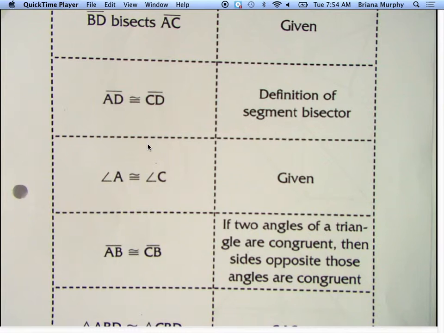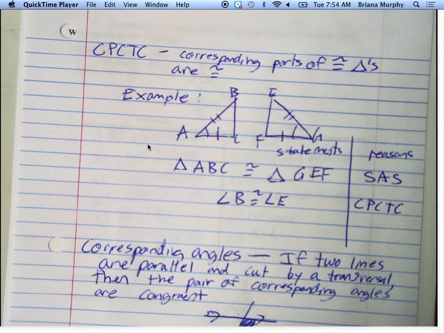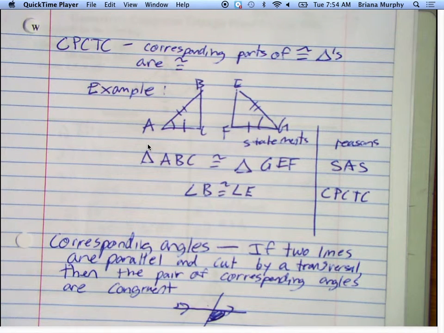Okay. All right. Next, let's look at our vocab. We're going to add CPCTC to it. We went over this a little bit yesterday. I added it on the board. It was the warm-up for the day, and now we are going to make sure we have it in our list of vocab. CPCTC stands for corresponding parts of congruent triangles are congruent.